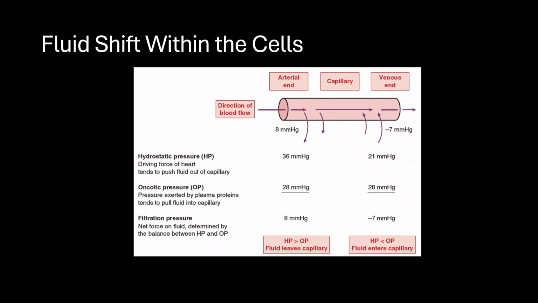Fluid shift within the cells. At the capillaries, fluid shifts maintain balance. On the arterial side, higher pressure pushes oxygen and nutrients out to the tissues. On the venous side, fluids and waste move back in. If this system is disrupted, for example, in low protein states or heart failure, fluid may leak into tissues, causing edema.